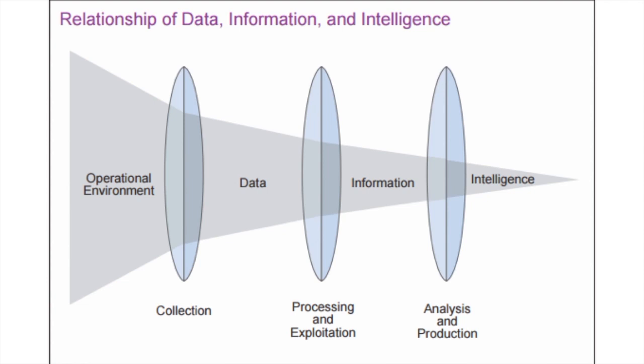How we get intelligence is we process and exploit the data that we've collected into analysis and production, and then we can get our intelligence out of that. So we're filtering the data, giving it context, doing an analysis on this data, and what we're getting out is actual threat intelligence.